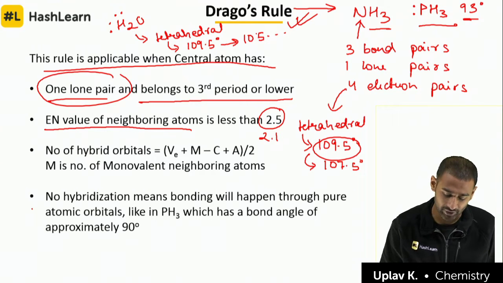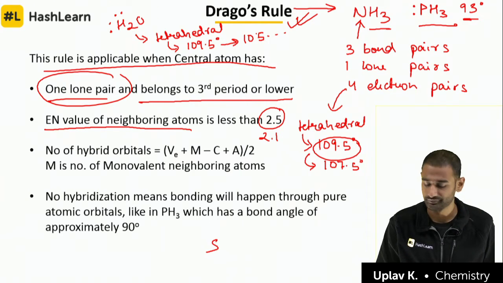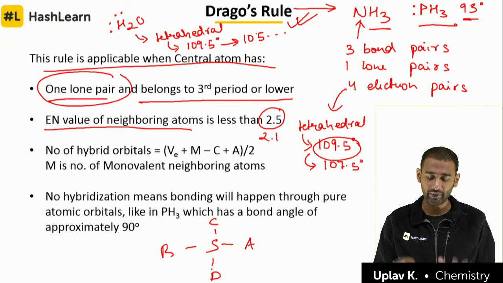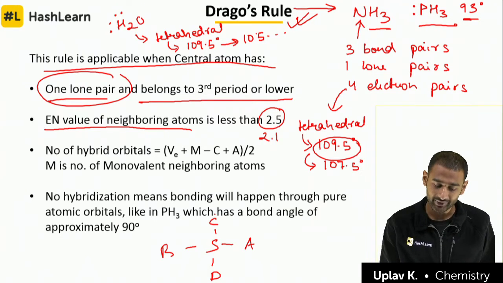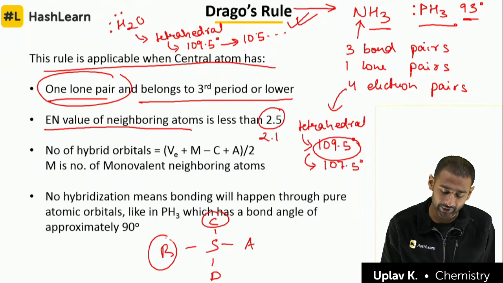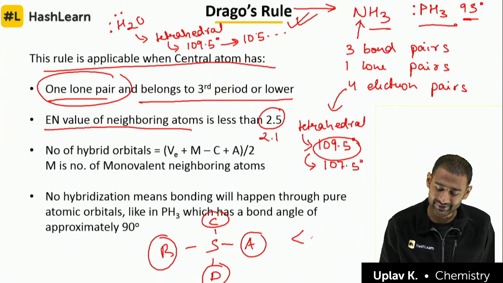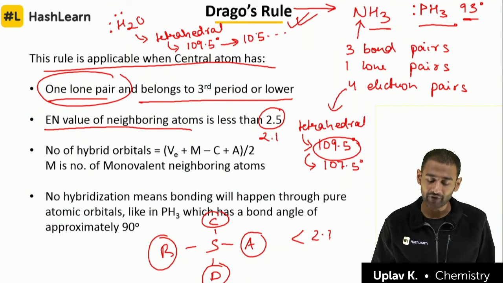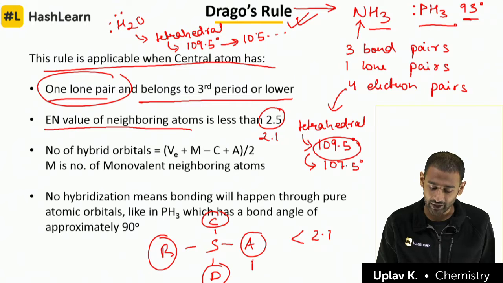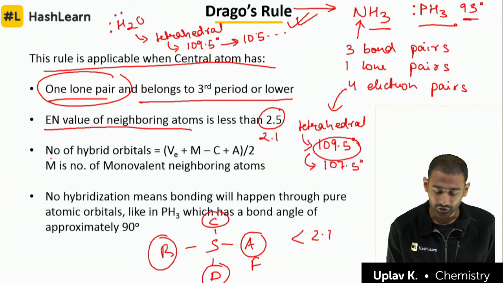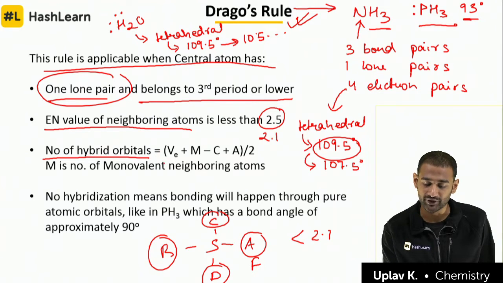So what it means is that suppose I am talking about something like sulfur. Now sulfur is bonded to A, B, C and D. If there is a double bond somewhere, don't worry about it right now. If the electronegativity value of the neighboring atoms is less than 2.1, then only we'll be using the Drago's rule. So if I have a very electronegative atom here, suppose I have an F here, then Drago's rule will not be applicable.